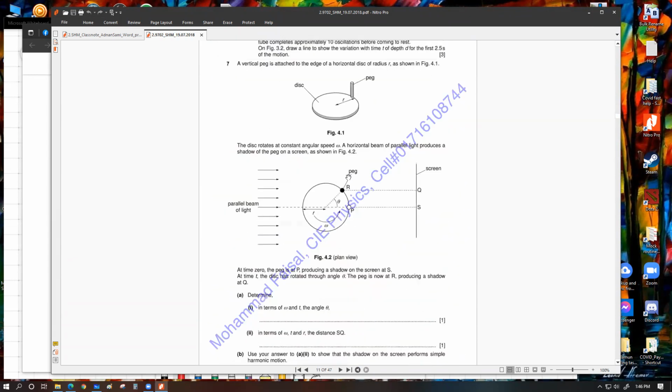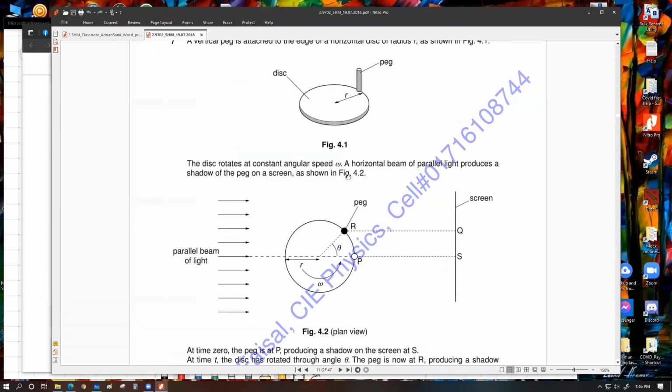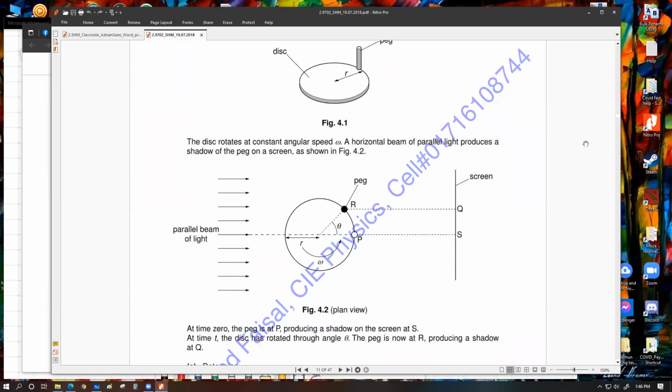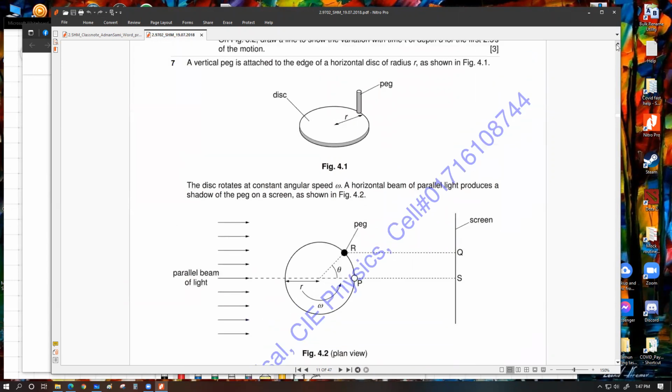Have a look at this scenario. A vertical peg is attached to the edge of a horizontal disc of radius r, as shown in figure 4.1. So there is a peg over here, just a wooden stick attached to one of the sides. This is a disc with a radius r. The disc rotates at constant angular speed omega. A horizontal beam of parallel light produces a shadow of the peg on a screen, as shown in figure 4.2.